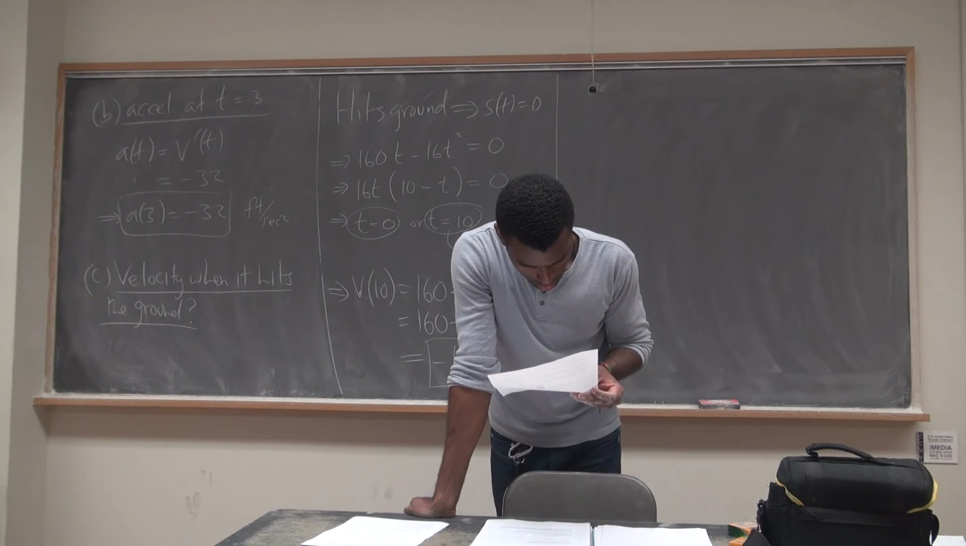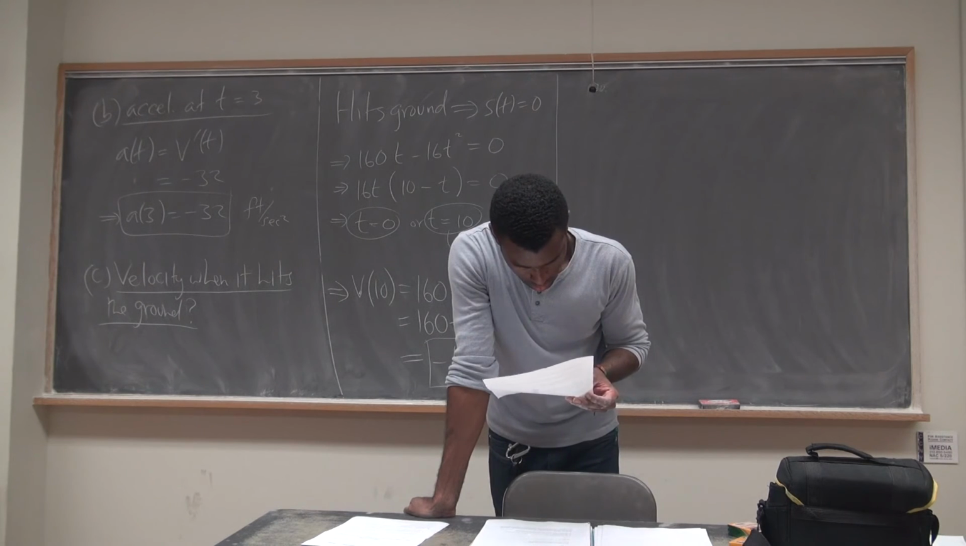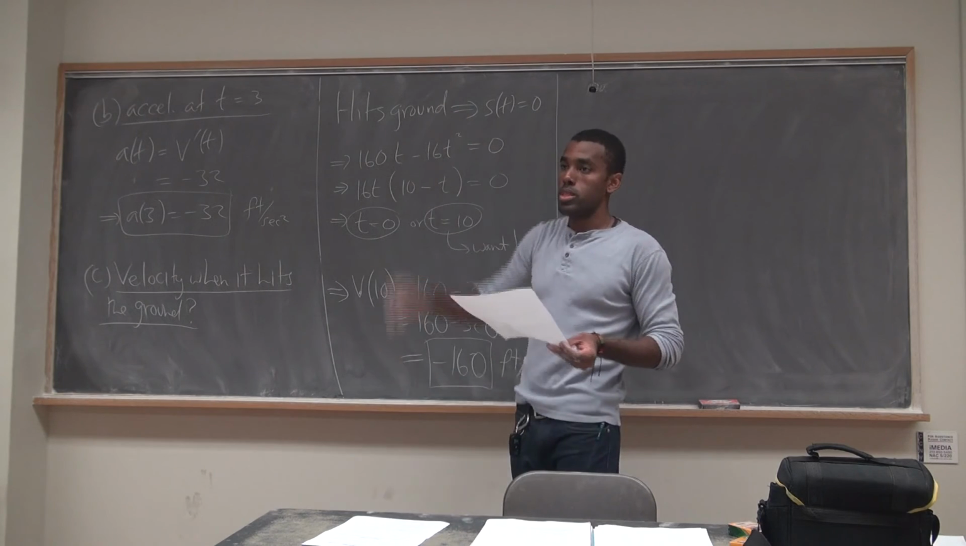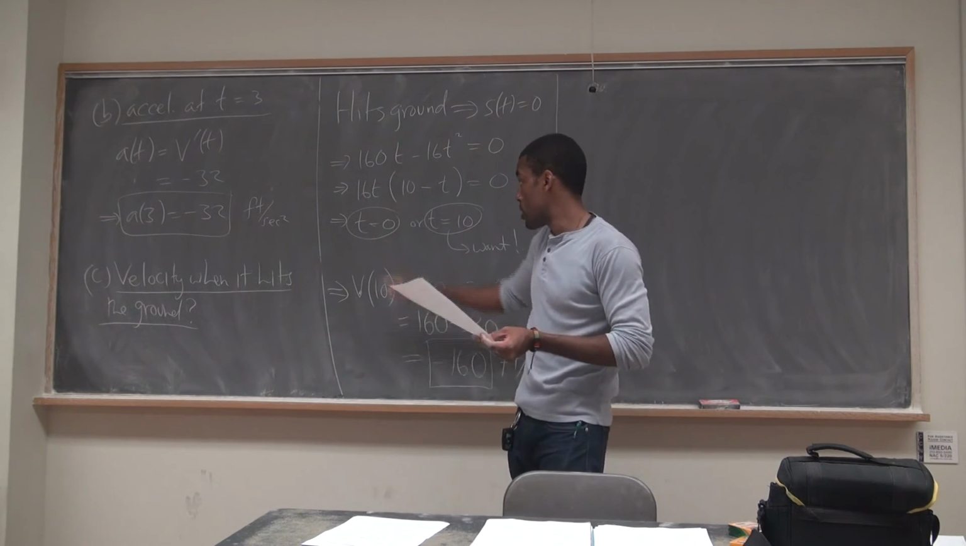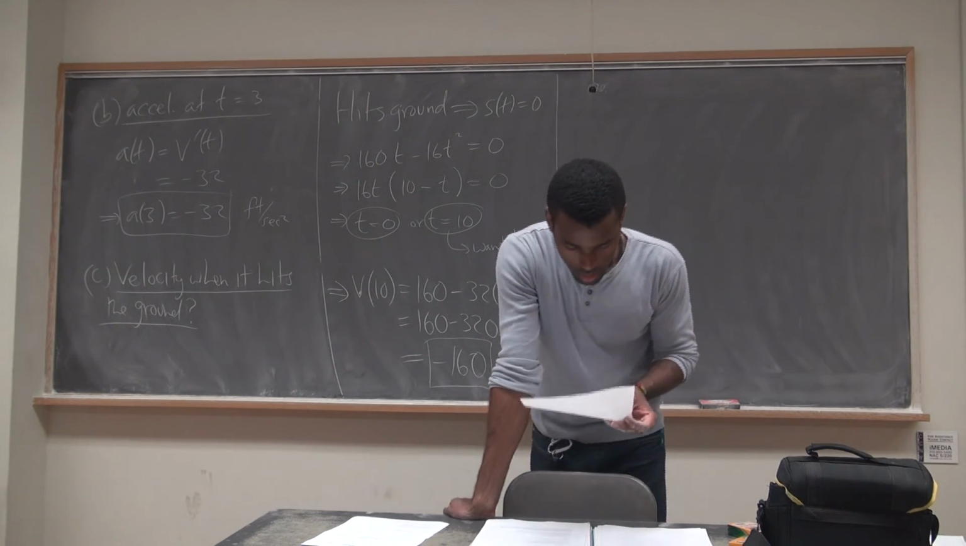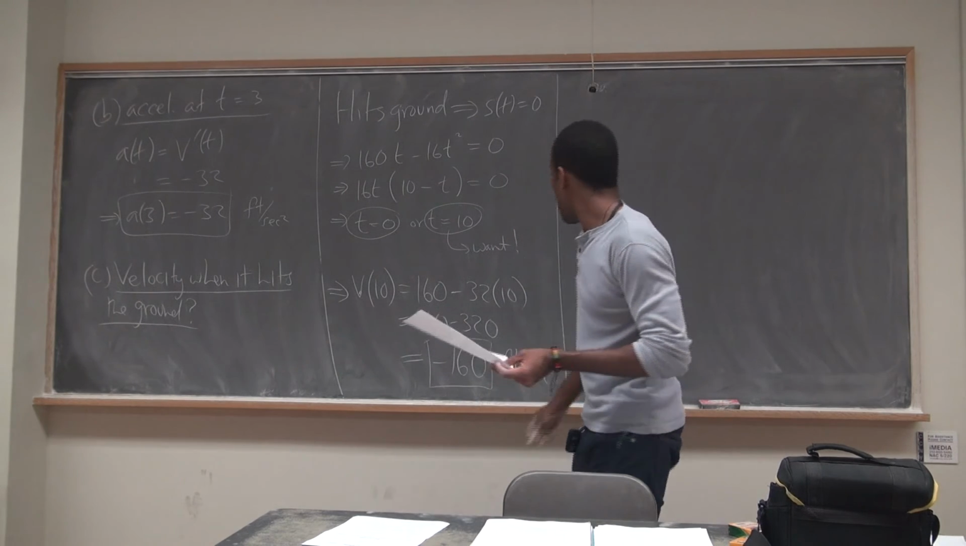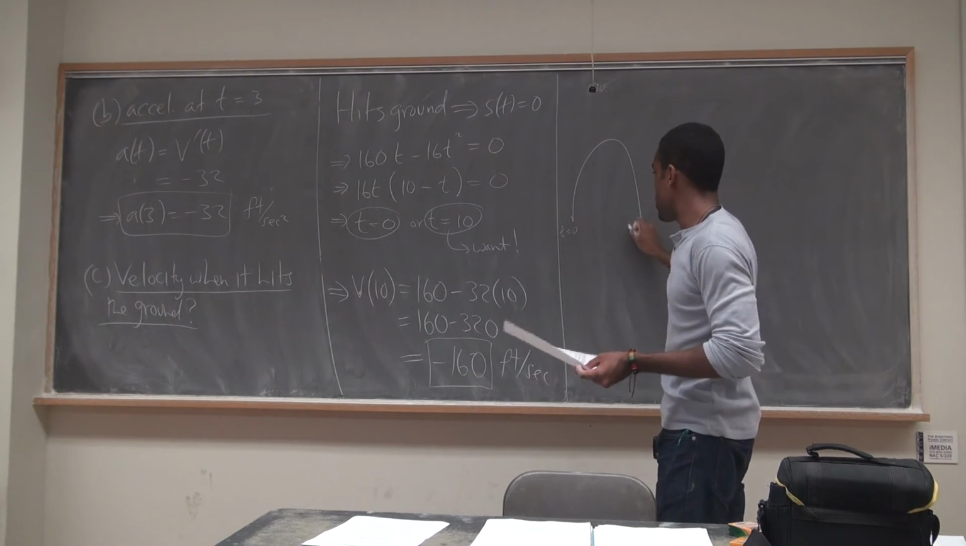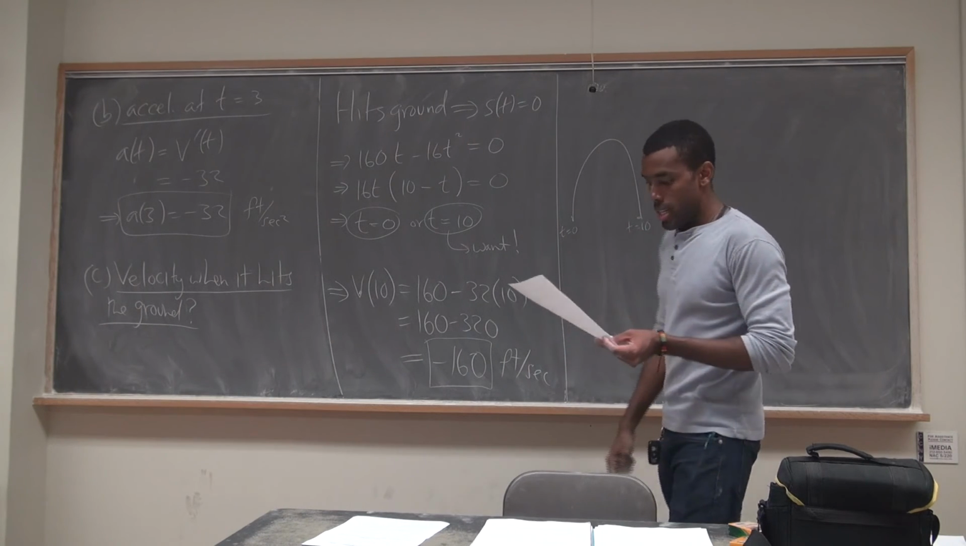So wait, again, why did you use t equals 10? T equals 0 is initial. That's when it's on its way up. It's not hitting the ground, it's on its way up. So it actually goes up, then back down. T equals 0 is where it started, t equals 10 is when it dies.